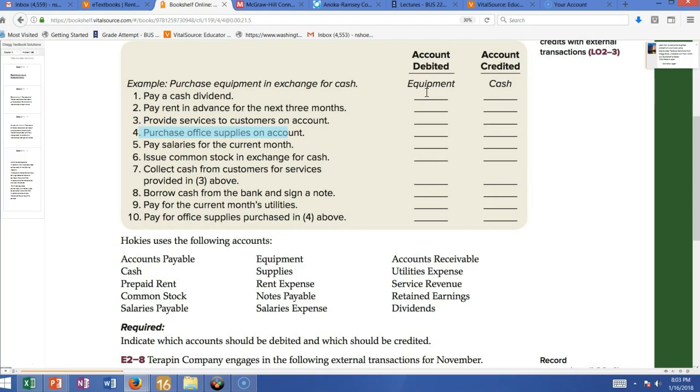Number 6. Issue common stock in exchange for cash. Cash. Cash goes what? Debited. Common stock. Because common stock has a normal what account? Credit.